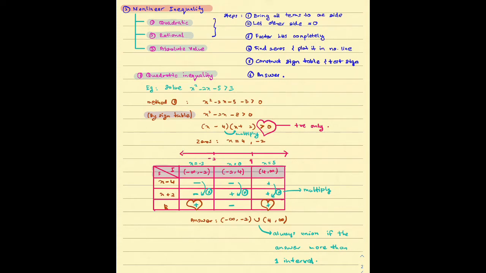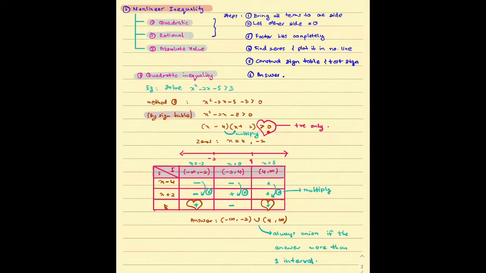Okay, so look at the question. We need the possible values of x that will give the expression always greater than 0. So we need the sign positive only. Alright, so the factors are x minus 4 and x plus 2. So the zeros are negative 2 and 4. The interval to the left of negative 2 is negative infinity to negative 2. It does not include negative 2 because we want positive only.